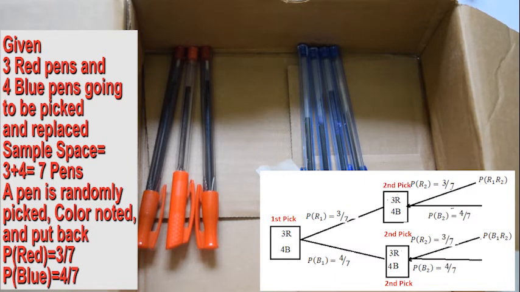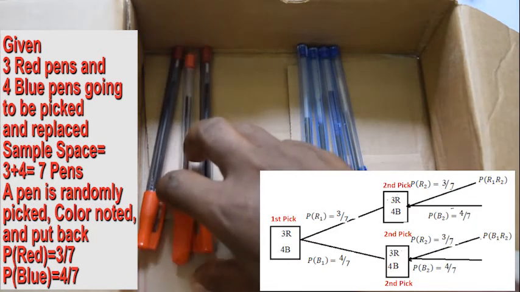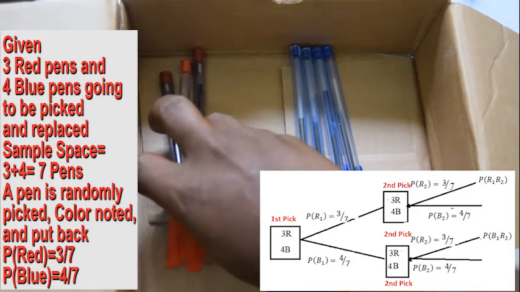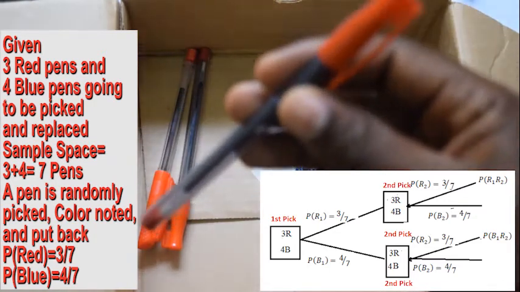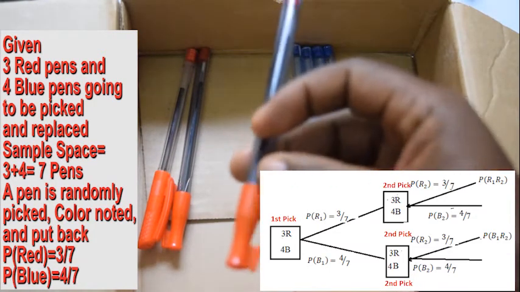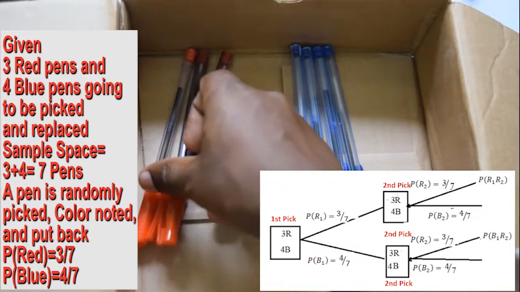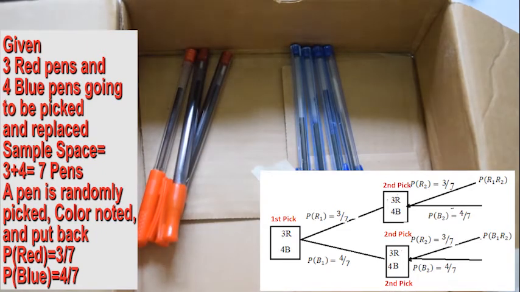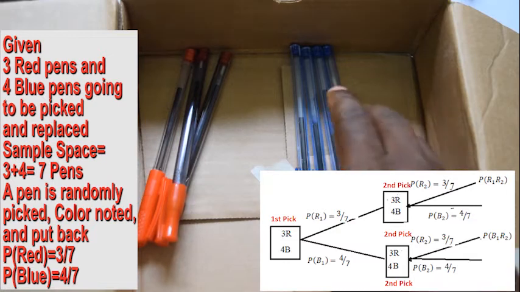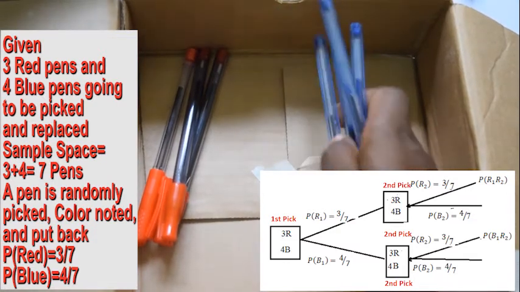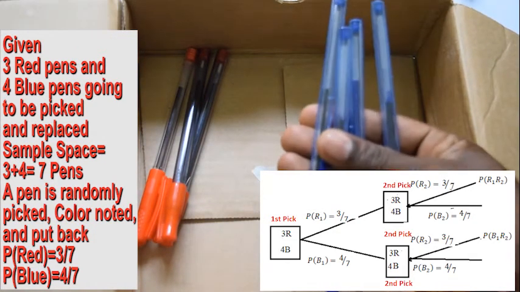Either a red pen can be picked, and the probability will be 3 out of 7, since all red pens have equal chance of being picked, or a blue pen can be picked and the probability will be 4 out of 7, since all blue pens have equal chance of being picked.